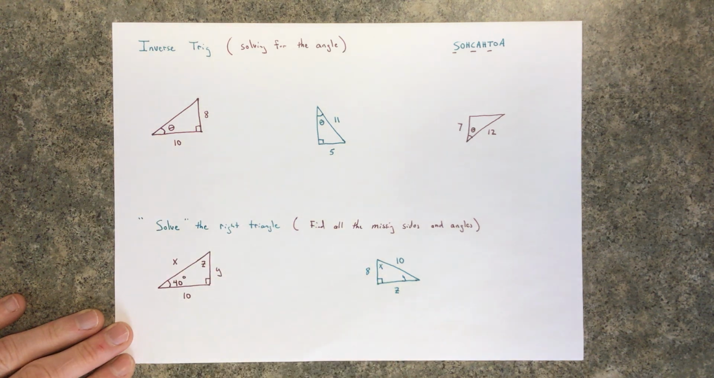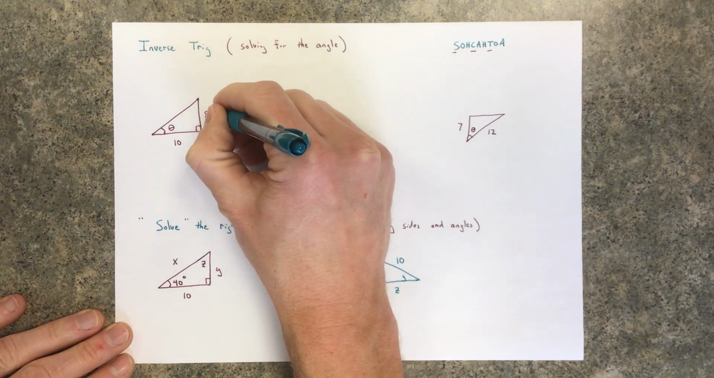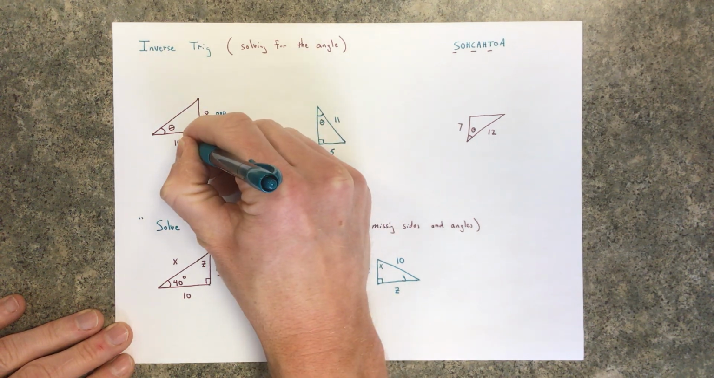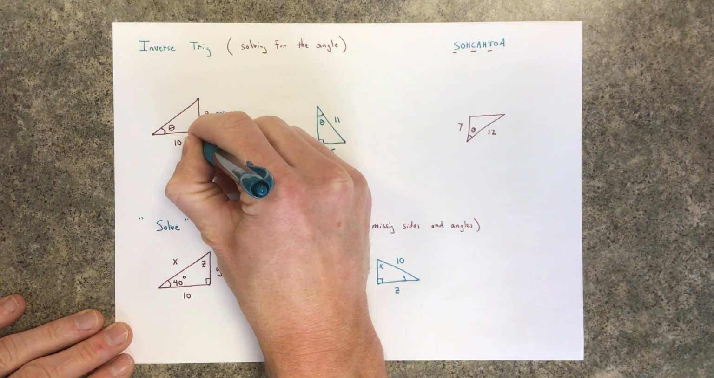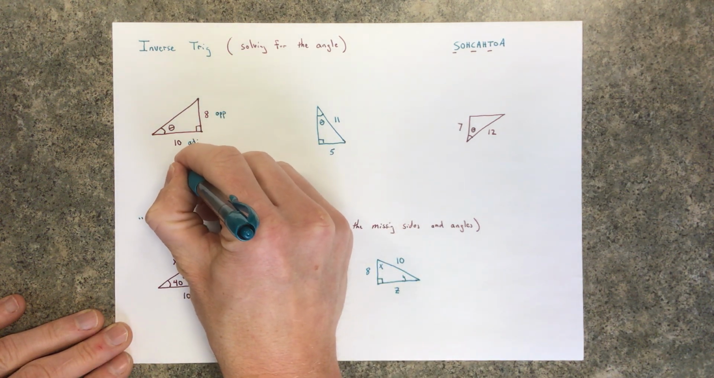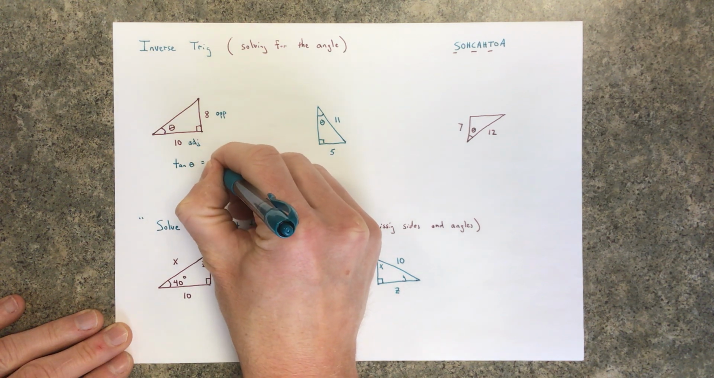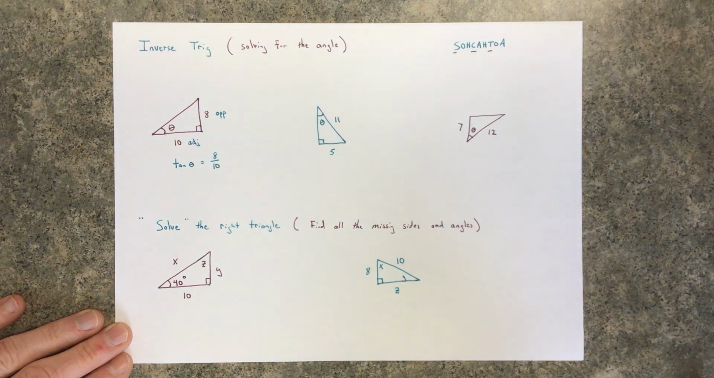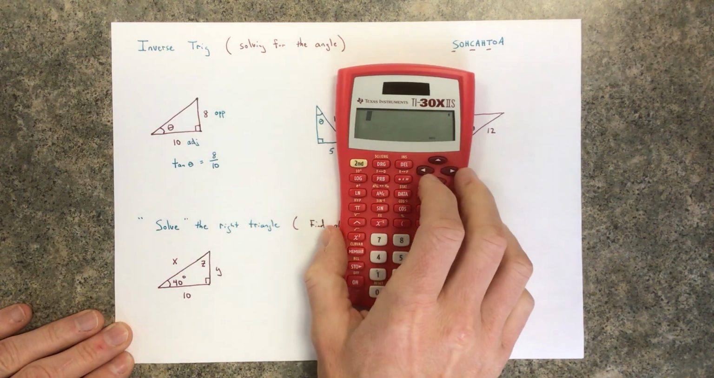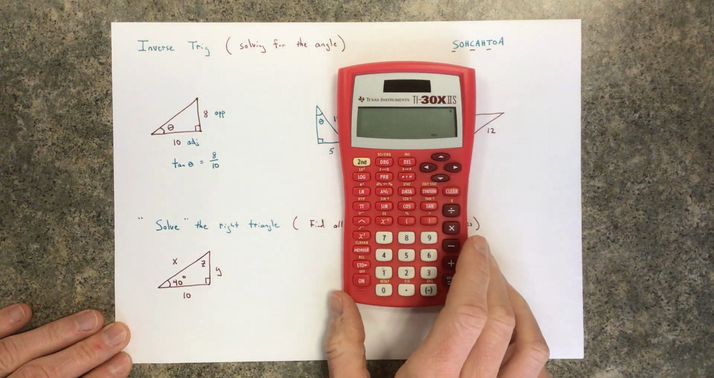So let's think about this. First, let's pick the trig function. If I'm looking at that angle, this is opposite and this is adjacent. So that tells me I'm going to use tangent. Okay, so write that. Tangent of theta equals opposite over adjacent. And now we have a new thing on our calculator. We want to get rid of tangent. So really what you're doing is you're applying an inverse.